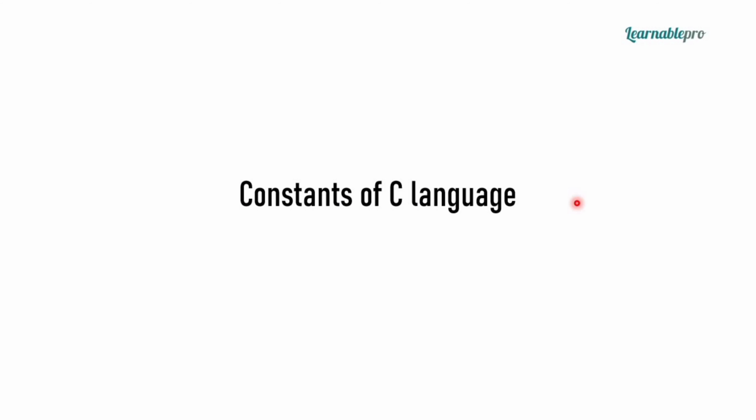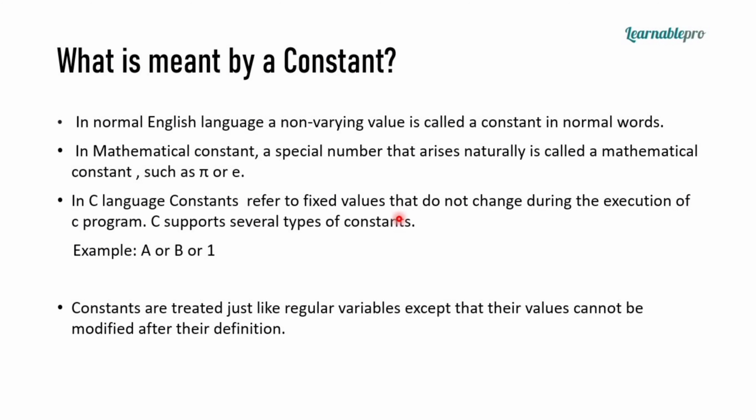Today we are going to discuss constants of C language. Now let's see what is meant by a constant. In normal English language, a non-varying value or a value that is fixed is called a constant.